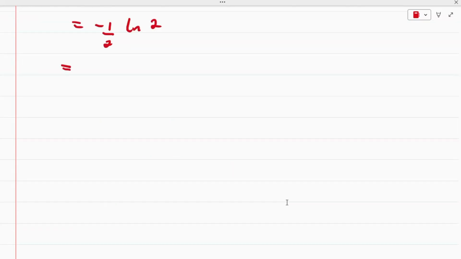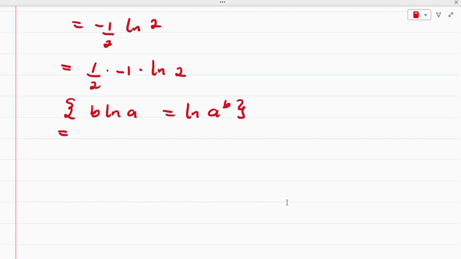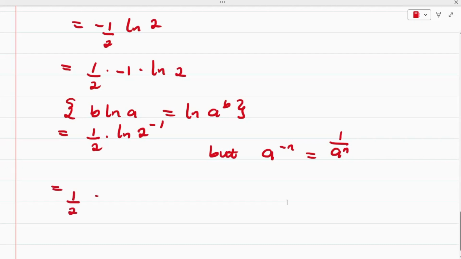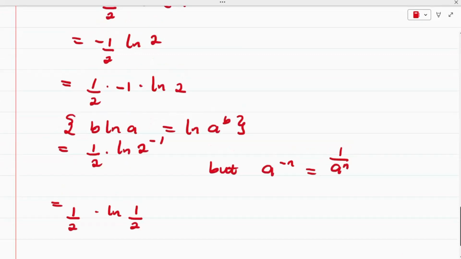So from here, we can express this to be 1 over 2 multiply negative 1 multiply ln of 2. So we want to simply apply the logarithmic property that says if we have b ln of a, this is equal to ln of a raised to the power of b. So this is equal to 1 over 2 multiply ln of 2 raised to the power of negative 1. Alright, but we know that if we have a raised to the power of negative n, this is equal to 1 over a raised to the power of n. So applying this becomes 1 over 2 multiply ln of 1 over 2. So we have this right here for the right hand side of the equation.